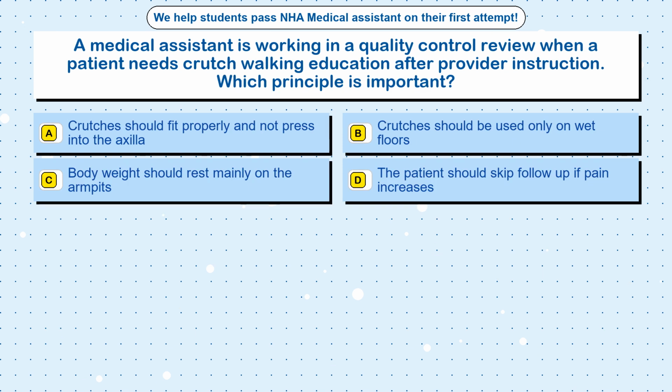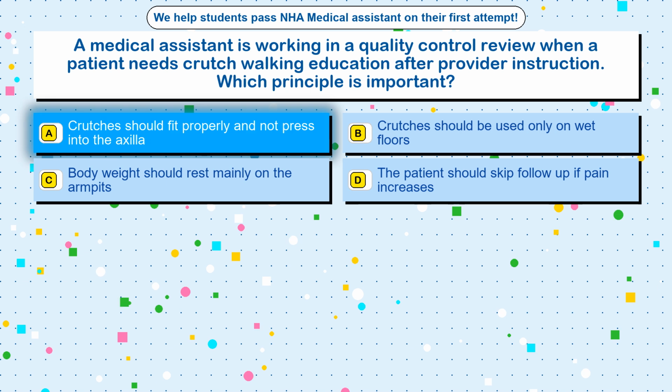Question 71. A medical assistant is working in a quality control review when a patient needs crutch walking education after provider instruction. Which principle is important? Option A, crutches should fit properly and not press into the axilla. Option B, crutches should be used only on wet floors. Option C, body weight should rest mainly on the armpits. Option D, the patient should skip follow-up if pain increases.